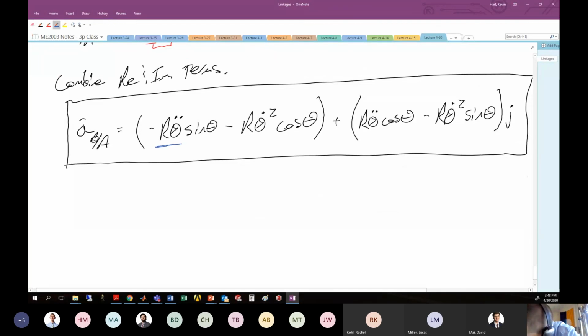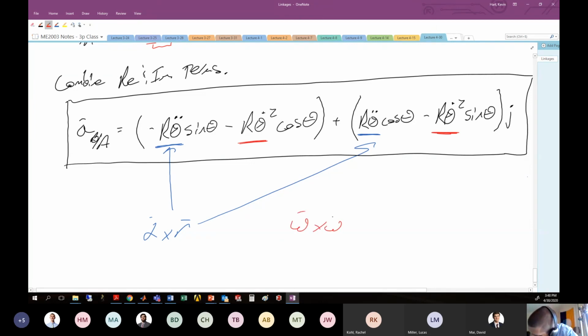Here, this R double dot term rears its head. This is like your alpha cross R. That's where this comes from. And then you've got this guy. This is like your R theta dot. This is like your omega cross R here.